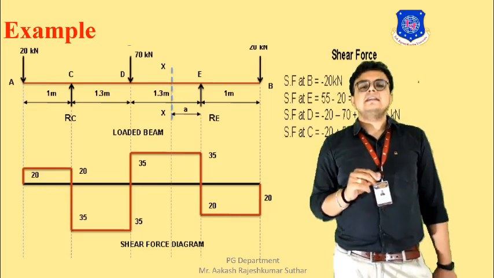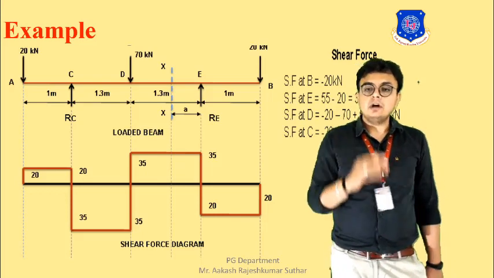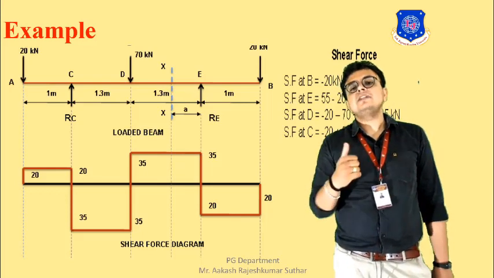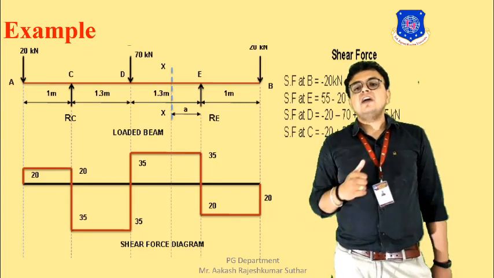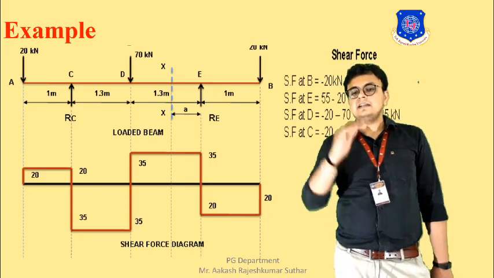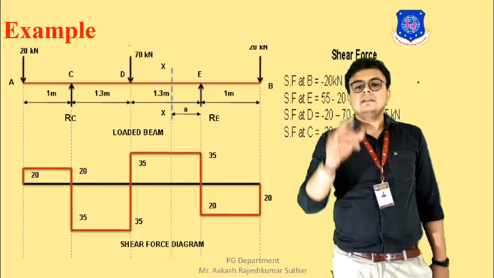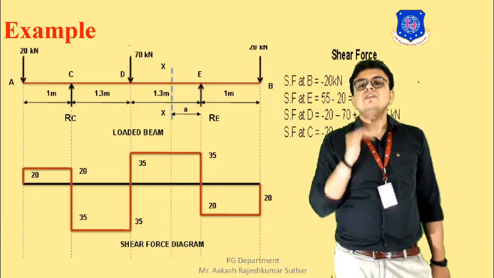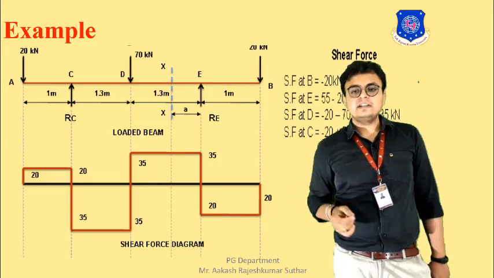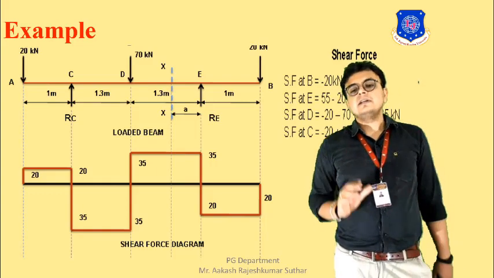So 20 minus 20 will be the shear force at E. Moving towards the shear force at E, that will be equal to 55 minus 35. Okay. So ultimately, we have the shear force at E will be equal to 55 minus 20. We have the 20, the loading, and the reaction, that is 55. So ultimately, the shear force will be 35 in upward direction.